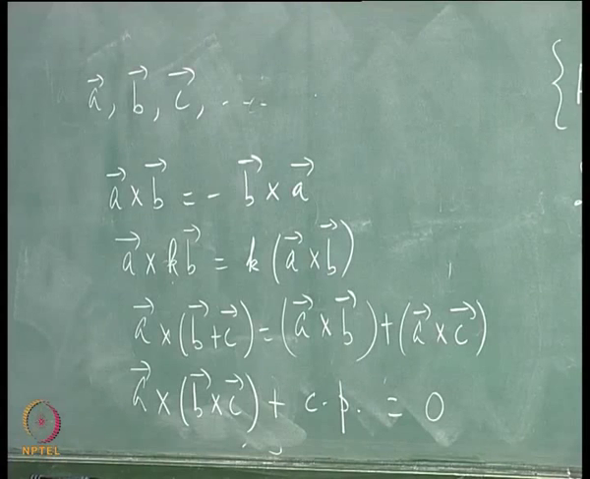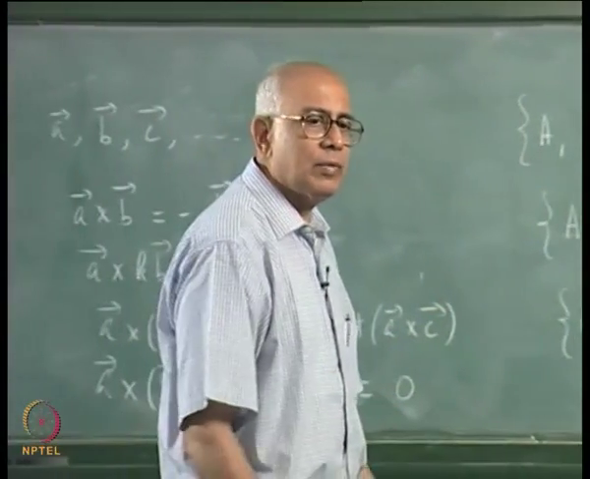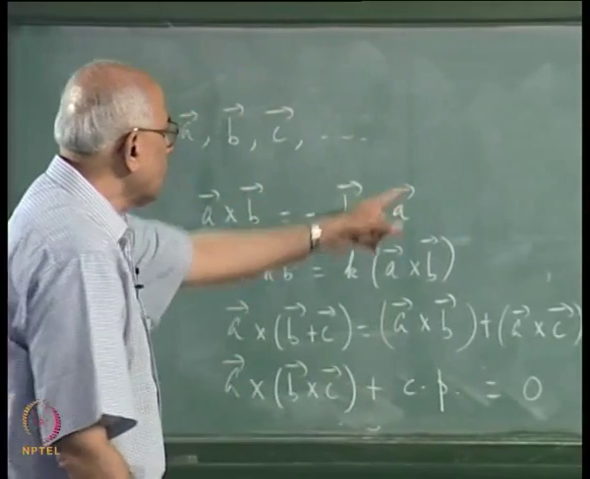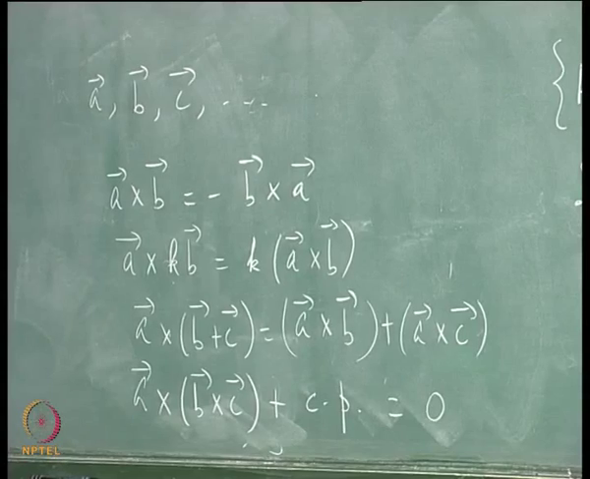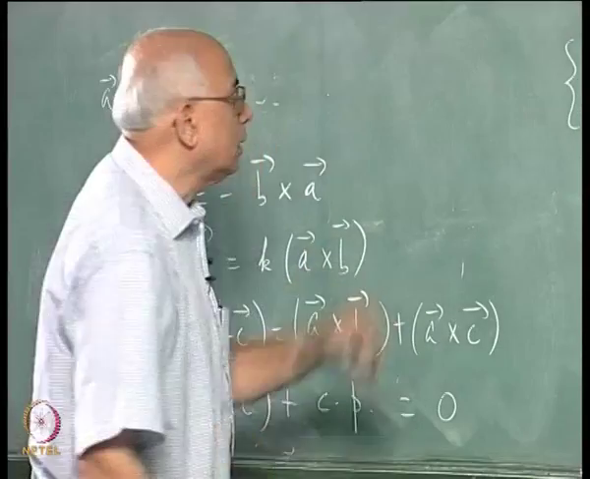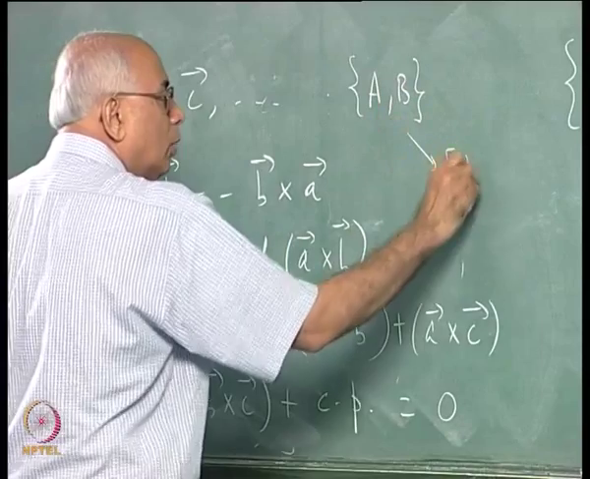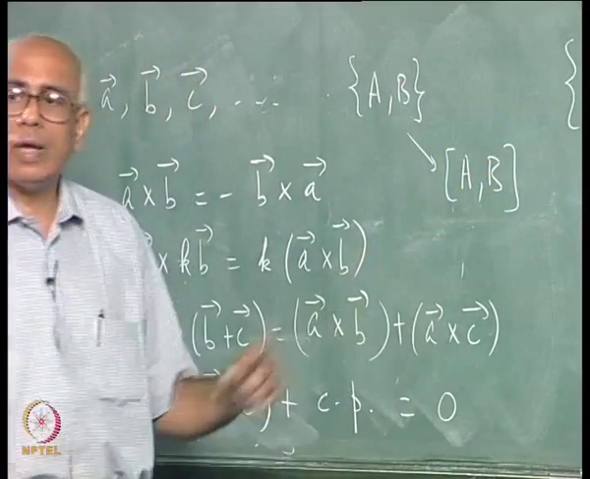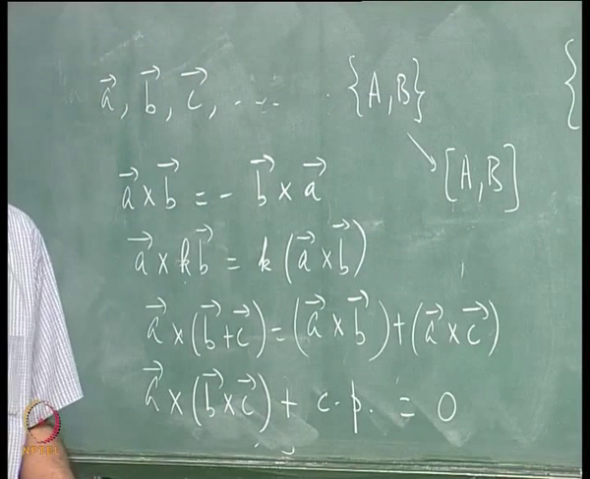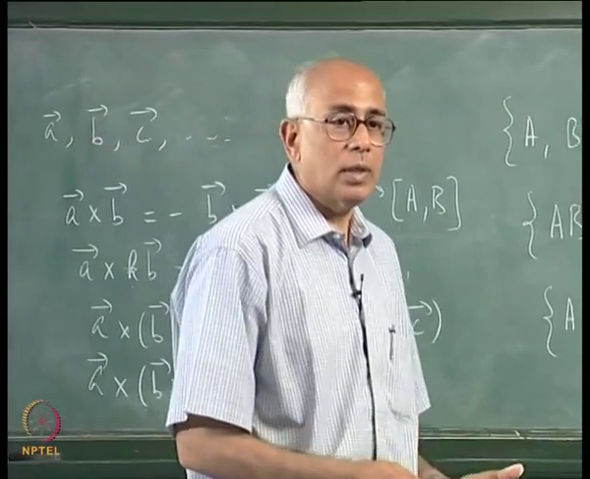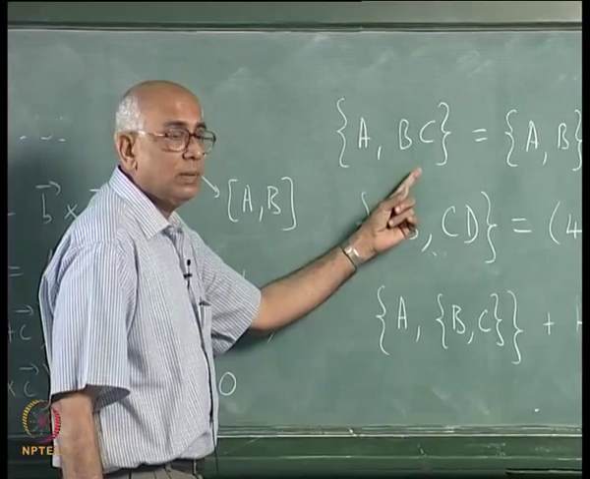Anything else? Can you think of any other structure which does exactly the same? Any other class of objects which have similar properties? Suppose A, B, C, etc. were square matrices, n by n matrices of some given order, and instead of the Poisson bracket, instead of A comma B as the Poisson bracket, I replaced it by the commutator of the two matrices. This stands for AB minus BA. Then the commutator of two matrices is antisymmetric. The commutator of A with B is minus the commutator of B with A. And this property is valid for commutators. And so is this.